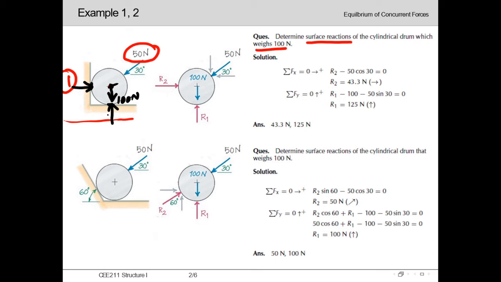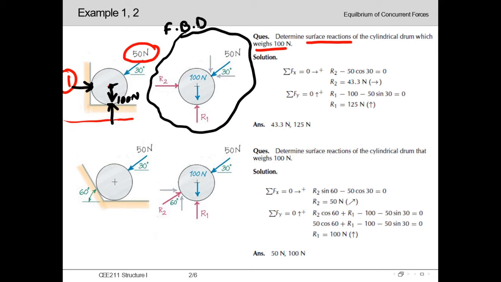So now we need to draw a free body diagram. A free body diagram is a diagram which represents just the reaction forces and the forces acting on a body. So here is our drum, and in this diagram, which is exactly the free body diagram of this problem number 1, all the forces and reaction forces have been represented in this figure. So this is actually the free body diagram. Shortly it is said as FBD.